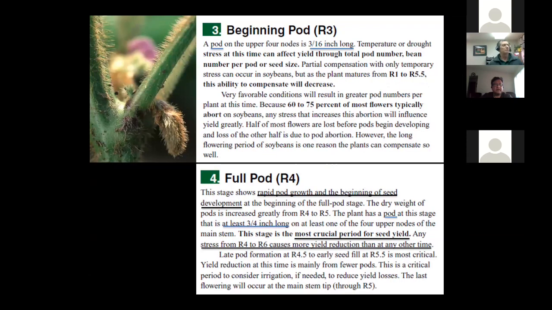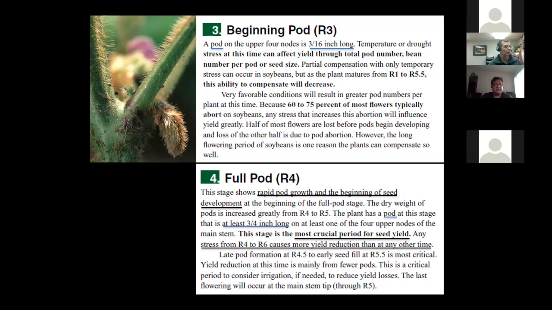Now moving on to R3. Okay, that's an odd number, something new is happening. In this case, pods are beginning to form. And so officially, if the pod is present and you can see it on the upper 4 nodes of the main stem that have leaves that are open, that would be the beginning pod or R3 stage.